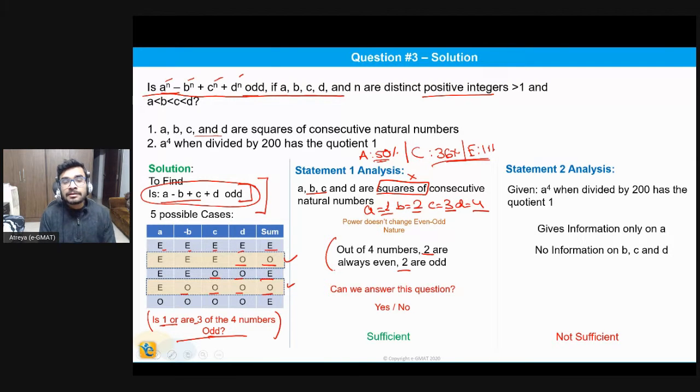Since the first statement is sufficient and the second is not, the final answer for this question is choice A. And I hope this question is now clear to all of you.